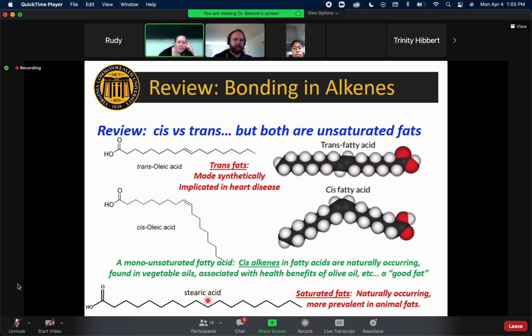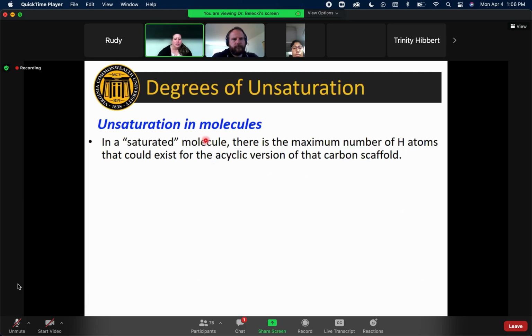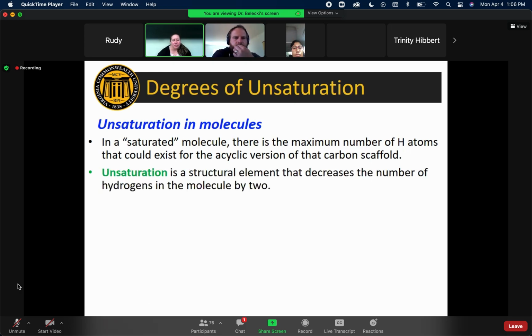And so you can see for this stearic acid, if we wanted to add more hydrogen atoms, we don't really have any place along this carbon chain to add any more hydrogen atoms. Whereas in the oleic acids, we could add 2 more hydrogen atoms to the double bonded carbons, right? 1 on each carbon. And so because we can add more hydrogen atoms to the double bonded carbons in these alkenes, they are considered unsaturated fats. Okay. This is just the same definition that I just said. A saturated molecule has the maximum number of hydrogen atoms possible for the acyclic version of that scaffold.